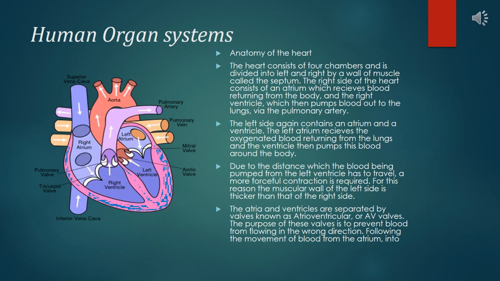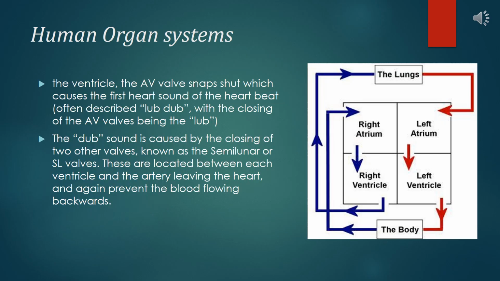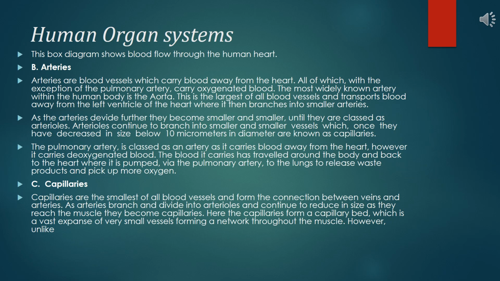Following the movement of blood from the atrium into the ventricle, the AV valve snaps shut, which causes the heart sound of the heartbeat, often described as lub dub, with the closing of the AV valves being the lub. The dub sound is caused by the closing of two other valves, known as the semilunar or SL valves. These are located between each ventricle and the artery leaving the heart, and again prevent the blood flowing backwards. This box diagram shows blood flow through the human heart.